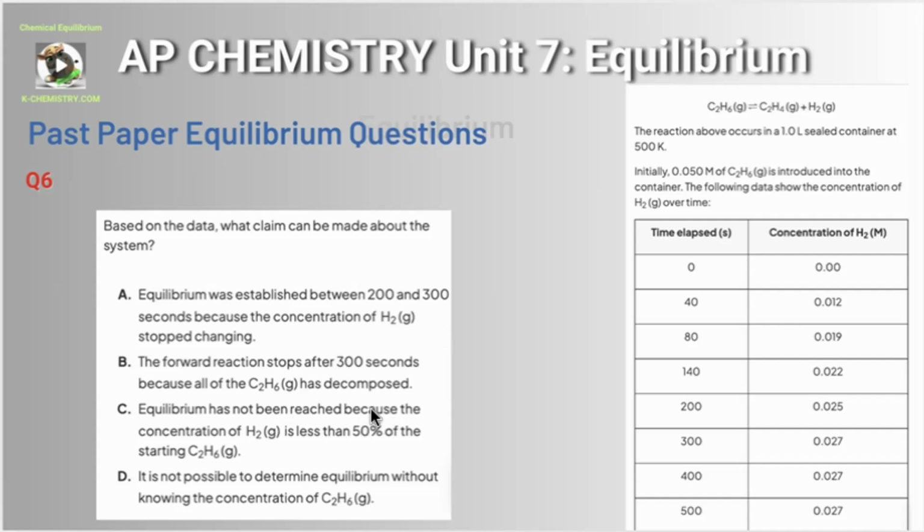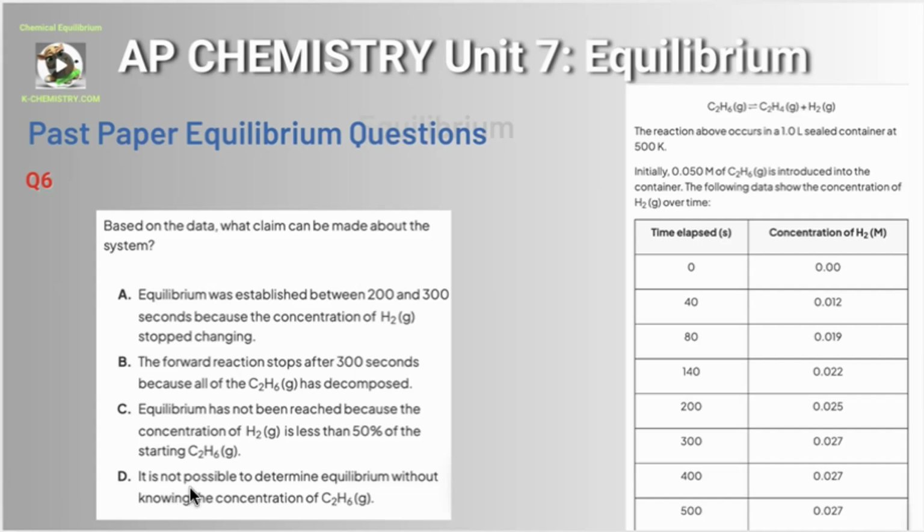C, equilibrium has not been reached because the concentration of H2 is less than 50%. There is nothing that says there is a specific percentage that you need to change the reactants into products to say that this is equilibrium. We didn't say like that. We know it's equilibrium by constant concentrations, not by a specific concentration you reach.